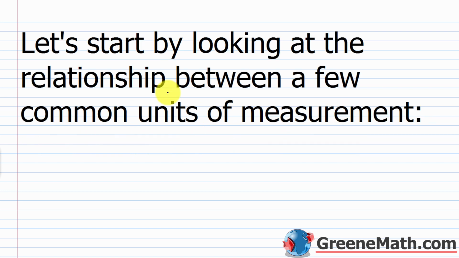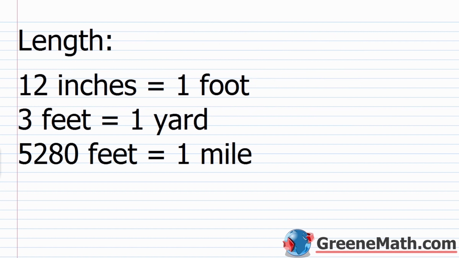All right, so we're just going to start by looking at the relationship between a few common units of measurement. We're not going to cover all the possibilities here, but just a few of the basics so that we can kind of get our brain thinking about converting units. All right, so we have here length. So here are three common ones. We have that 12 inches equals 1 foot. We have that 3 feet equals 1 yard. And we have that 5,280 feet equals 1 mile.